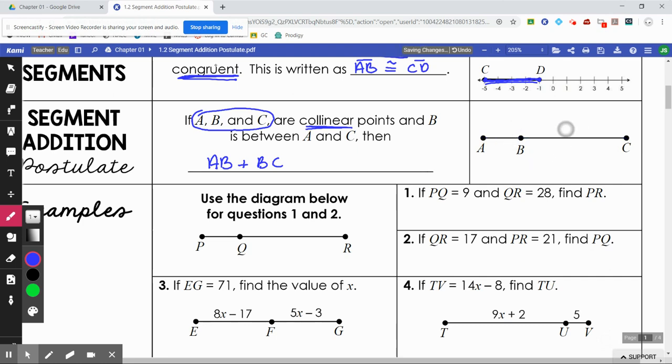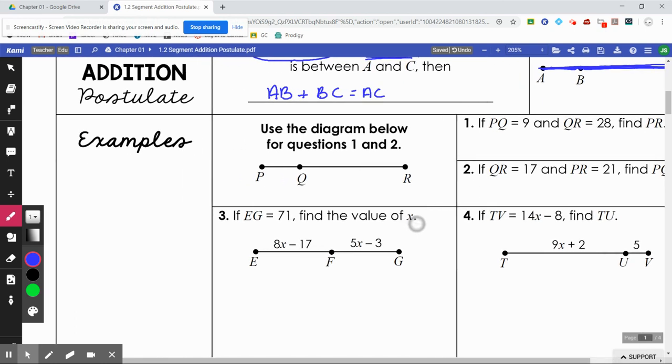So what does that mean? Let's put it all in this now. If AB plus BC, if you were to add those two, that would give you the length AC. This distance plus this distance is equal to the whole distance. That is called the segment addition postulate. We're adding segments. We're adding the two small segments to give us the length of the larger segment.